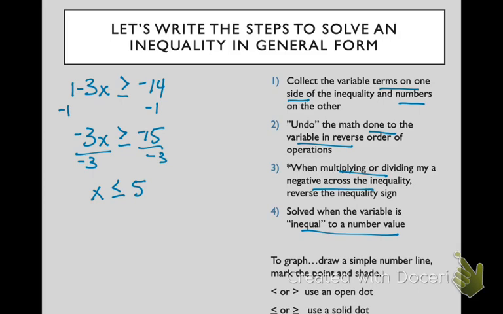Now to graph it, we're going to draw a simple number line, mark and shade. So if the x value can be equal to, we use a solid dot. And if it cannot be equal to, we use an open dot to indicate that. So you do an even scale on your number line. You put your mark at 5 in this case, and it can be equal to 5, so it is a solid dot. And then we want to show all the numbers that are less than 5. So we're going to shade down to the left. And that's how I like to shade. I go up and over on my number line.